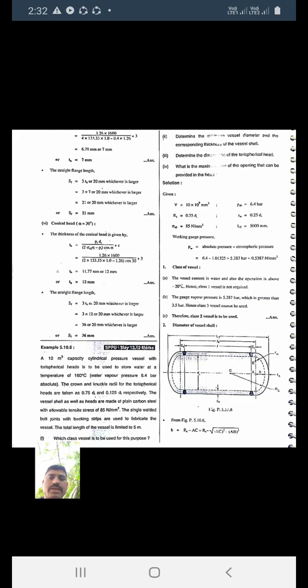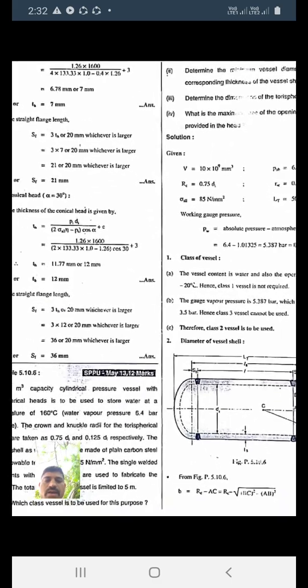Temperature is given as 160 degrees Celsius. Water vapor pressure is 6.4 bar. Absolute pressure is given. Also, the crown and knuckle radii for the torispherical head are taken as 0.75 di and 0.125 di respectively. Both radii are given. The vessel shell as well as the head are made of plain carbon steel.